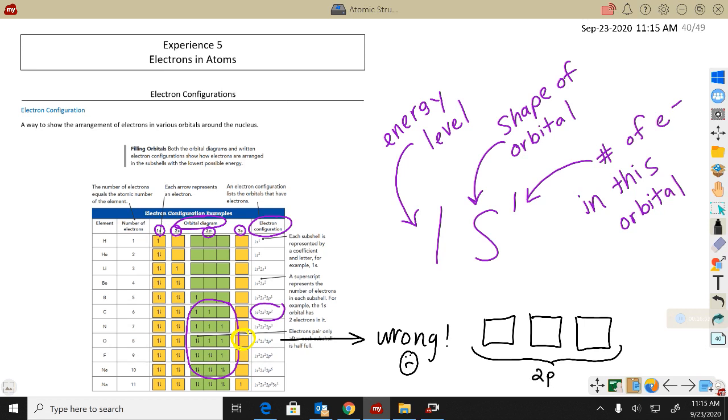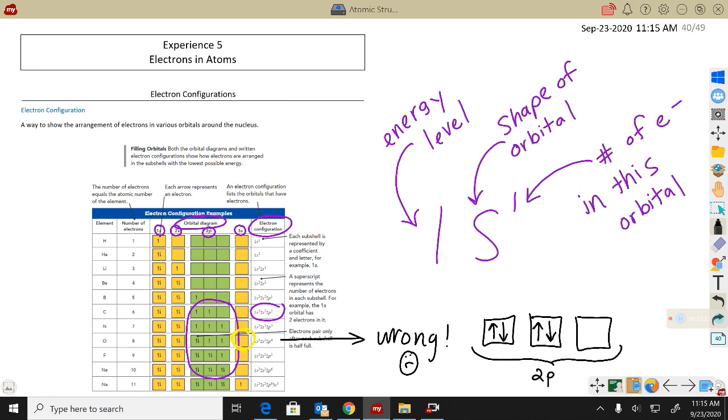Let's say I'm filling these. It would be wrong to do this: 1, 2, 3, 4. Sad face. This would not be a stable arrangement because I've got more repulsion than what's necessary. I've got this empty orbital. Why wouldn't I want to use it?